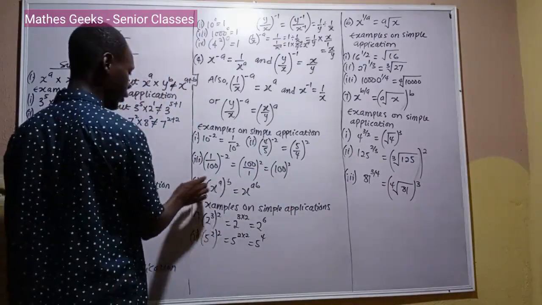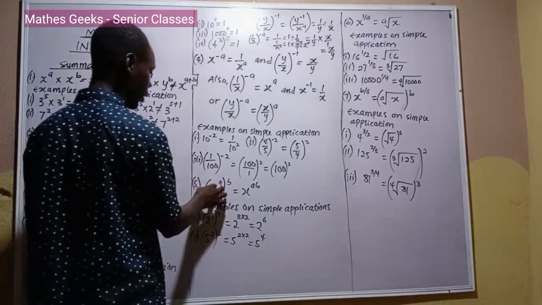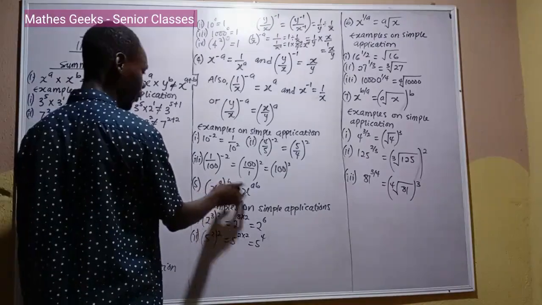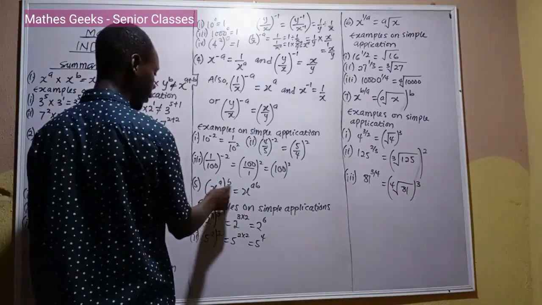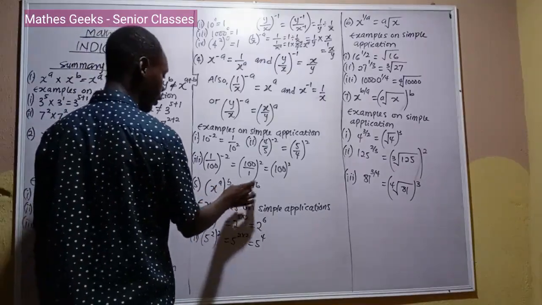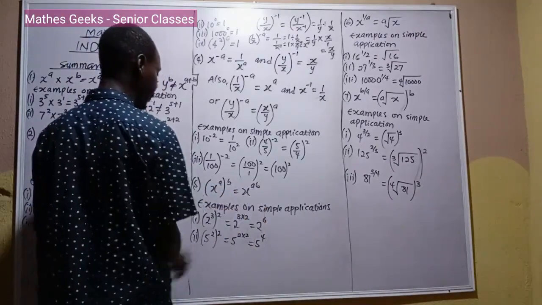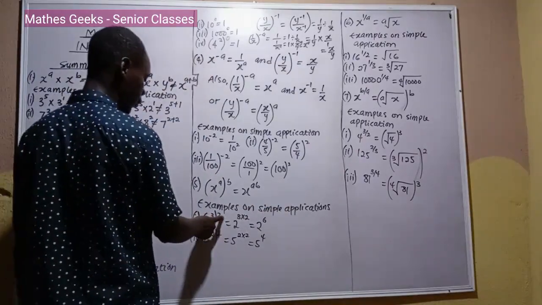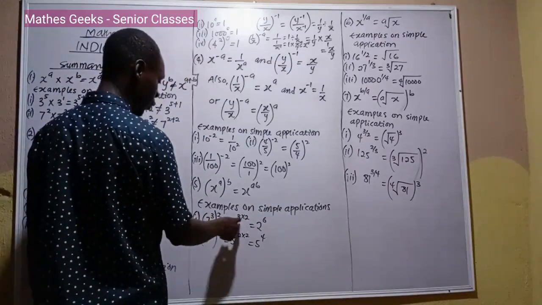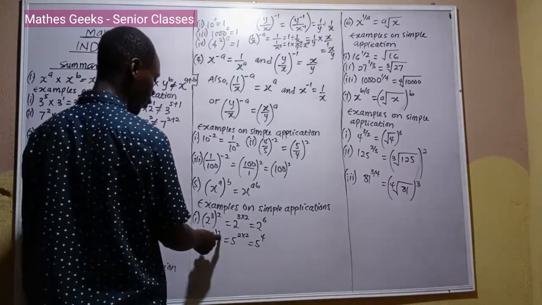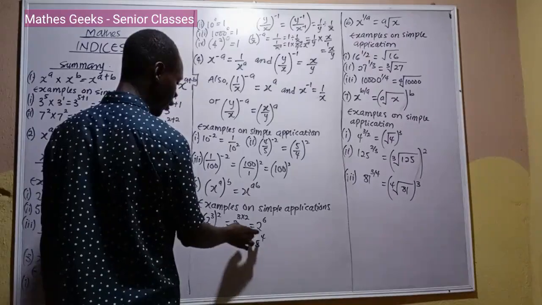Then that's the fifth law: x raised to a, all raised to power b, is x raised to a times b. So you simply multiply the exponents together. Examples on simple applications: 2 raised to power 3, all raised to power 2, is equal to 2 raised to 3 times 2, which is 2 raised to power 6. 5 raised to 2, raised to 2, equals 5 raised to 2 times 2, which is equal to 5 raised to power 4.